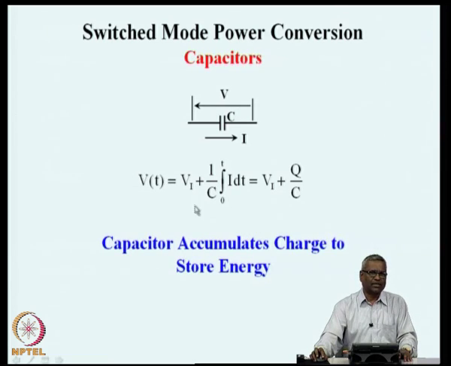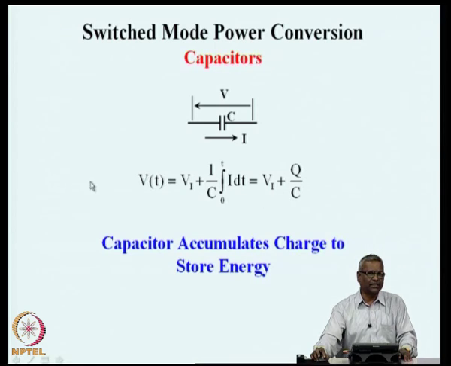The capacitor accumulates charge in order to store energy. The integral form of the equation between V and I in the capacitor is restated here. The voltage across the capacitor as a function of time is the initial voltage Vi plus the charge that is supplied to the capacitor divided by C. Integral 0 to t of I dt is nothing but the total charge that is supplied to the capacitor, Q. So, we see that the voltage across the capacitor is the initial voltage plus the charge supplied in any time divided by the value of the capacitance.